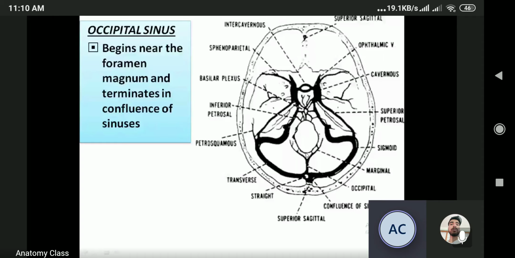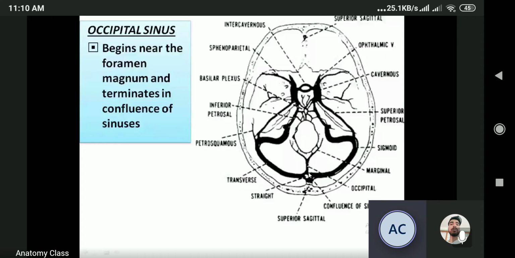So from the posterior end of the foramen magnum, a small dural venous sinus begins, which is known as the occipital sinus. This occipital sinus is located along the attached margin of the falx cerebelli, which separates the two cerebellar hemispheres. Finally, this occipital sinus drains into the confluence of sinuses, which is present just to the right of the internal occipital protuberance. Occipital sinus drains into the confluence of sinuses.